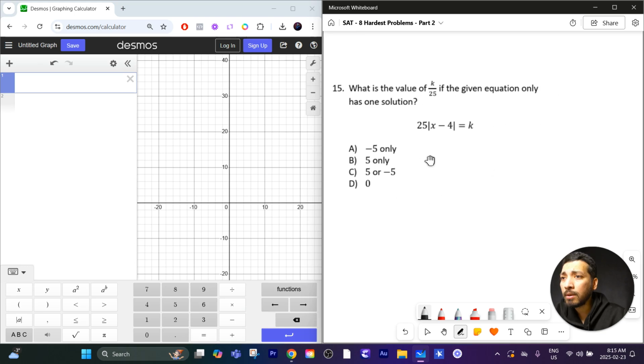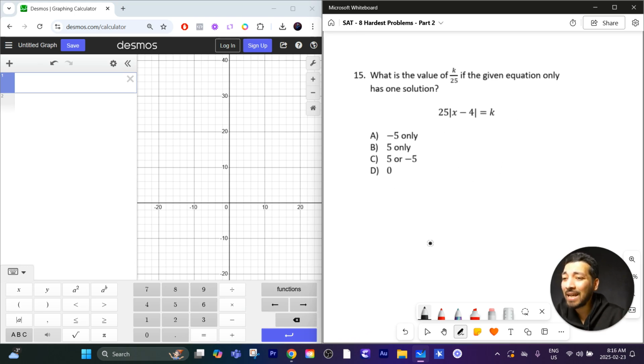Let's move on to problem number 19. Now, this is another tricky problem that you might come across on test day. It says, what is the value of k over 25 if the given equation only has one solution? So, from this absolute value equation, I know that I have 25 times absolute value of x minus 4 is equal to k. If I divide both sides by 25, I have absolute value of x minus 4 is equal to k over 25.